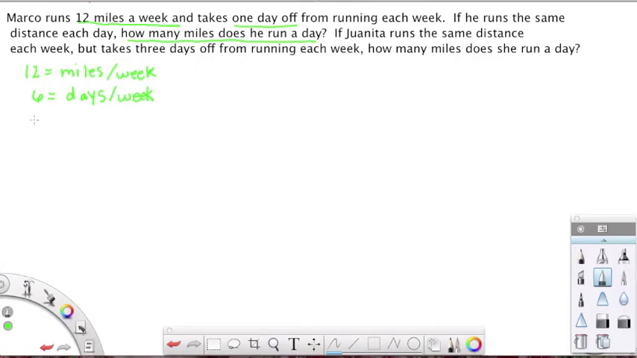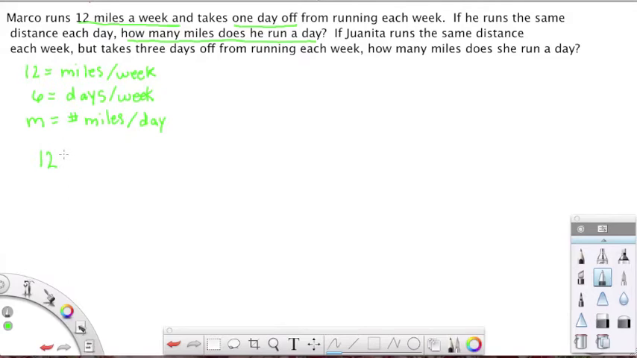So what's a good variable for miles he runs a day? Well, m. Let's use m. m equals number of miles a day. Okay, so let's take a look at this. Well, we know that he runs 12 miles total. So I'm going to start my equation out with that, 12.